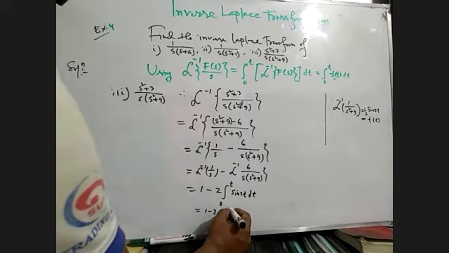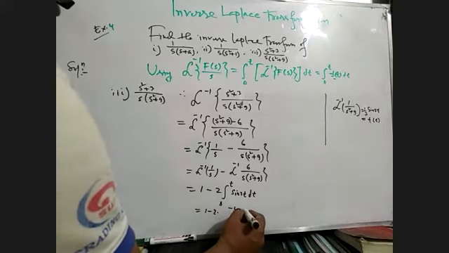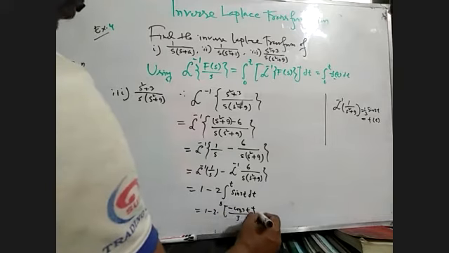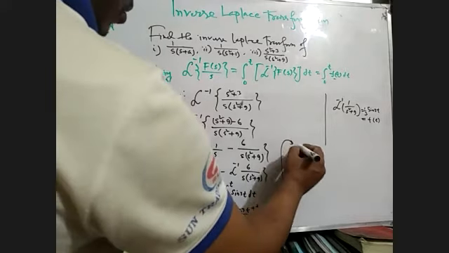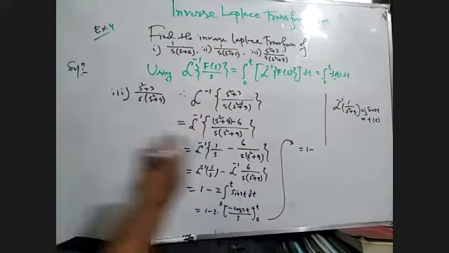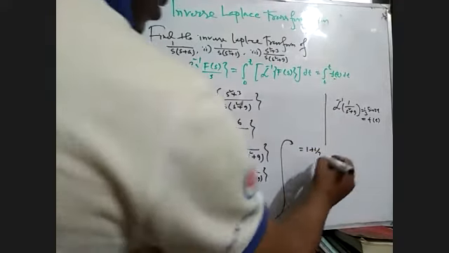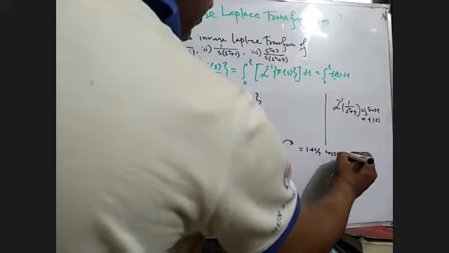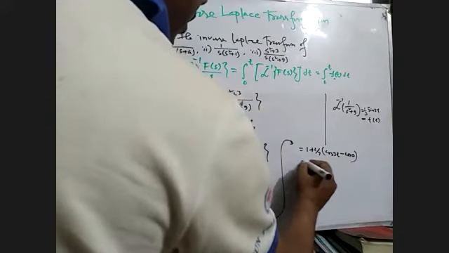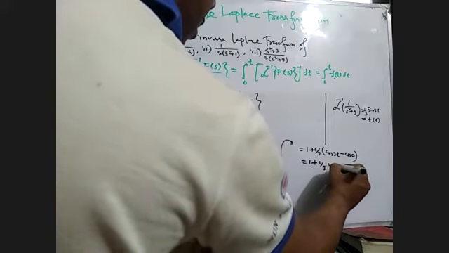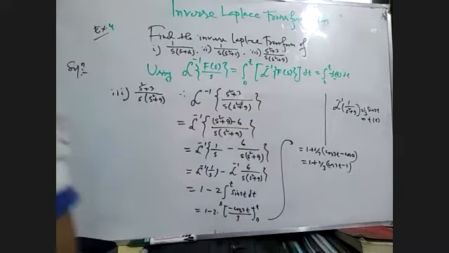Now, 2 into the sine formula integration, which is minus cos, divided by the coefficient 3, with the upper limit and lower limit. So this equals 1 minus 2 by 3 cos thrice t minus cos 0 degree. This equals 1 plus 2 cos thrice t minus 1. This is the result.